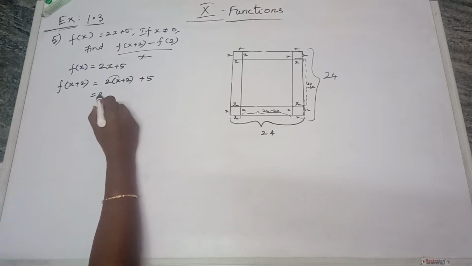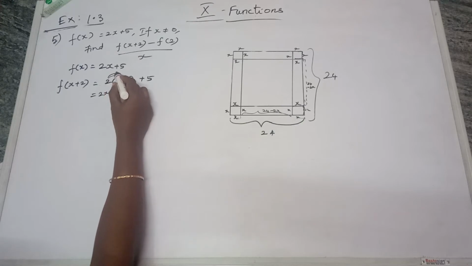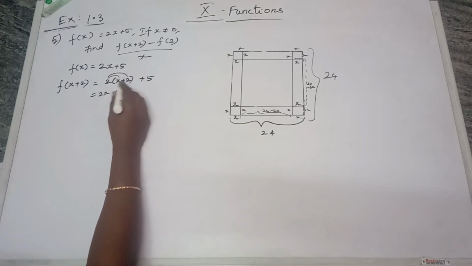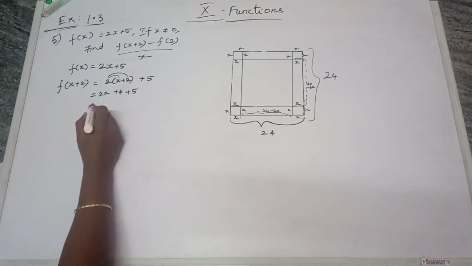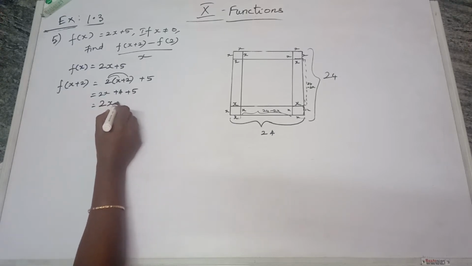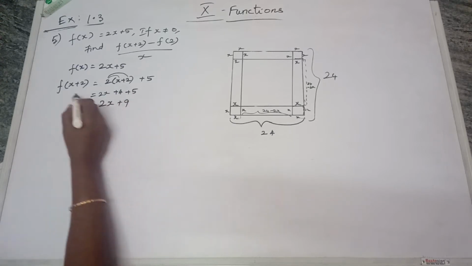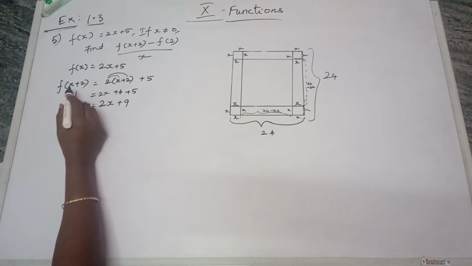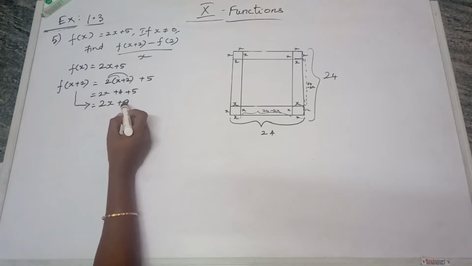2 into x is 2x, and then you have to multiply with the second term. 2 into plus 2 is plus 4, 2 twos are 4, and then the 5, we have to write the second term 5 as it is. So what is the value? 2x + 4 + 5 is 9. So now we have found that f(x + 2) value is 2x + 9.